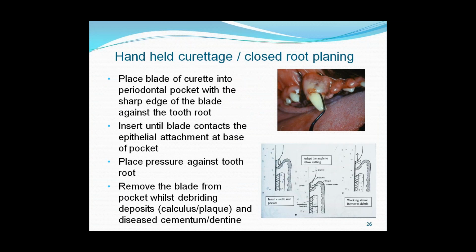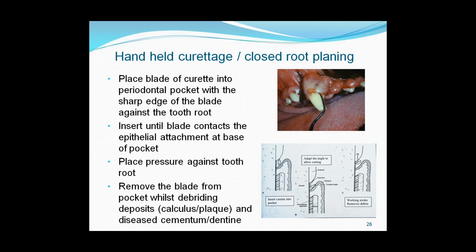So you place the blades. So let's look at closed root planing initially. So closed root planing, you won't be able to see the tip of your curette. You place it underneath the gum and you place it all the way down to the base of the pocket. So down into the pocket until it gets to the epithelial attachment.